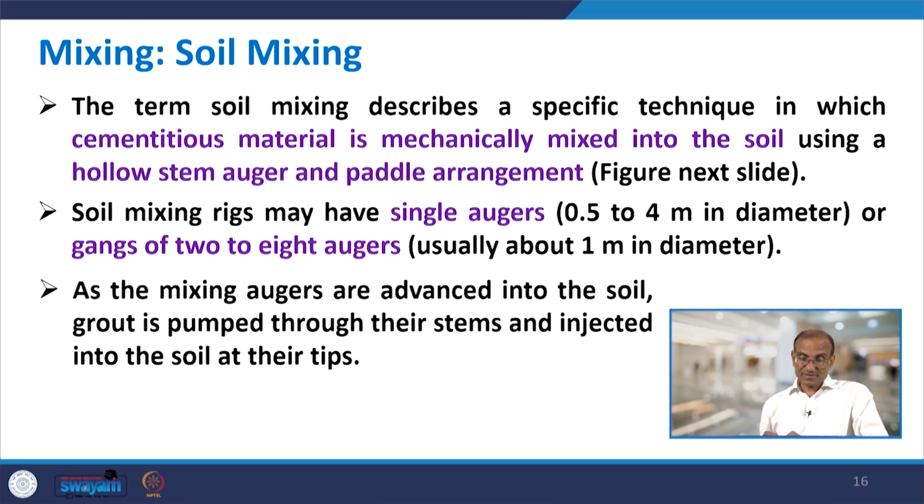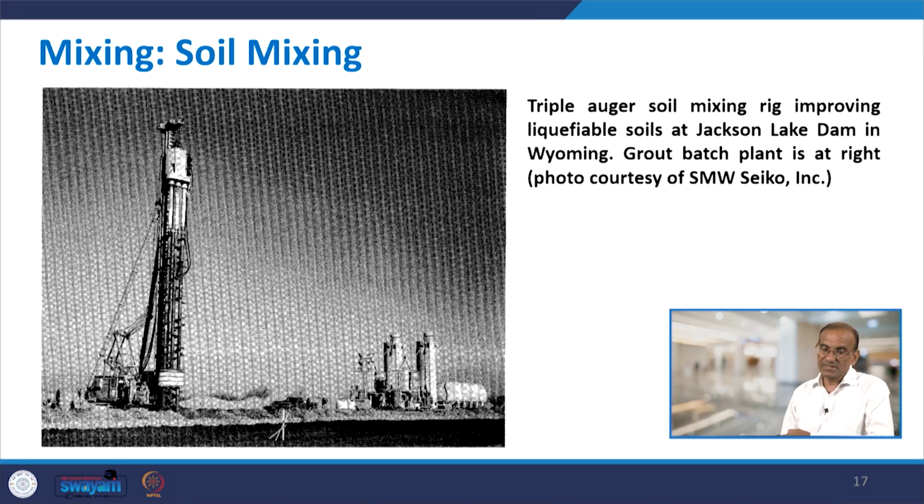In case of soil mixing, rigs may have single augers. Single augers may range from 0.45 to 4 meters in diameter, or gangs of 2 to 8 augers can be used, usually about 1 meter in diameter. As the mixing augers are advanced into the soil, grout is pumped through their stems and injected into the soil at their tips. So, here you have soil mixing.